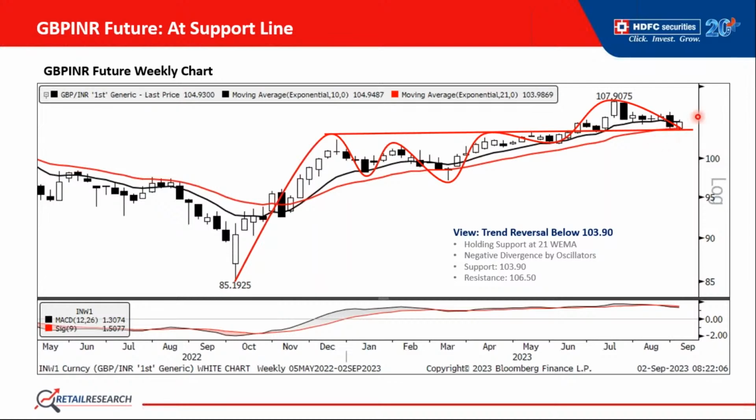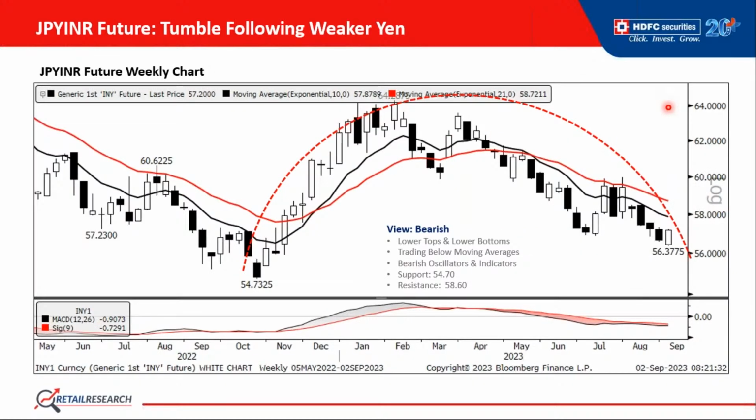For the shorter term, 104.95 remains the resistance, and if we sustain above that level, there are chances that we can move towards 106.50. So a trend reversal can be seen only below 103.90. By that time, one should remain on a positive side. The last pair against the rupee is JPY, where, as you can see, rounding top kind of formations have been seen in the last 11 months.